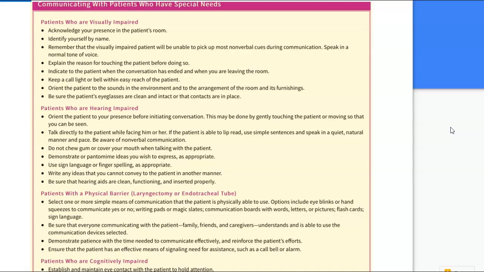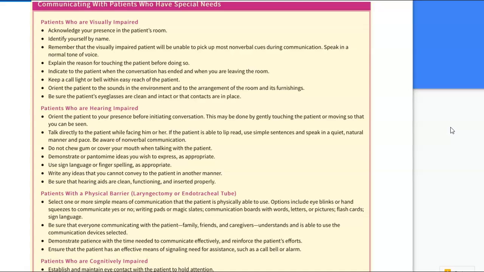So with the visually impaired, some things would be, of course, identifying yourself. This is something you're going to do anyway, but identifying yourself so you don't scare the patient if they can't see you. Explain anytime you're going to touch, make sure you're doing it before you actually do it. And then maybe just orienting the patient to the environment and what's going on. Maybe they're in a busy unit with lots of beeping, so maybe they want to know what's going on.